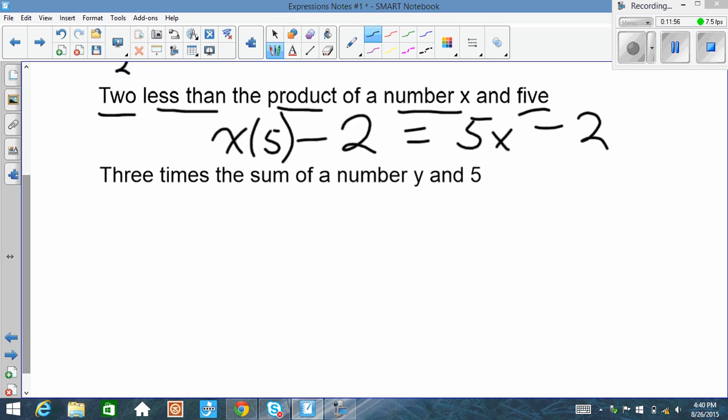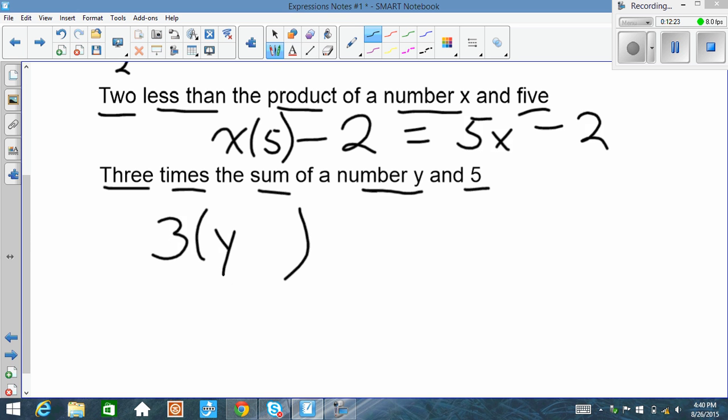Next example, 3 times the sum of a number y and 5. So again, those are the important words there. So it's 3 times the sum; 3 times, so dot, the sum is a summation. Since we're talking about the sum, we would put that in parentheses. The sum of what? Of the number y and 5. Again, the word tells you how to write the problem out. So it's 3 parentheses y plus 5.